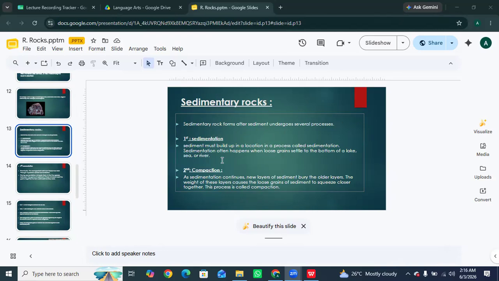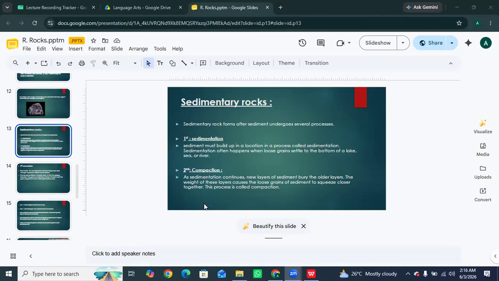Sedimentation often happens when loose grains settle to the bottom of a lake, sea, or river. So basically, loose bits of dust, sand, or mud settle at the bottom of rivers, lakes, or oceans. Okay, so this process is sedimentation. So the next one is compaction.